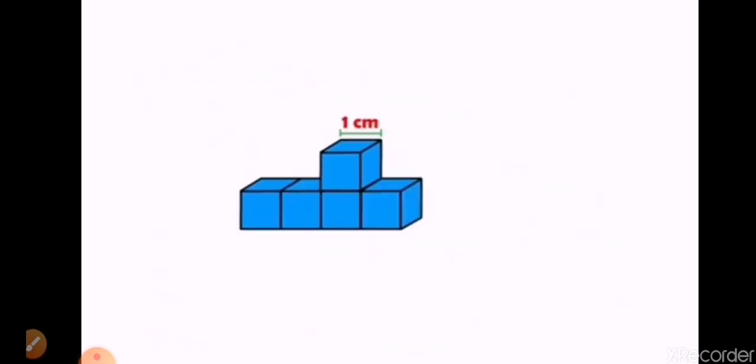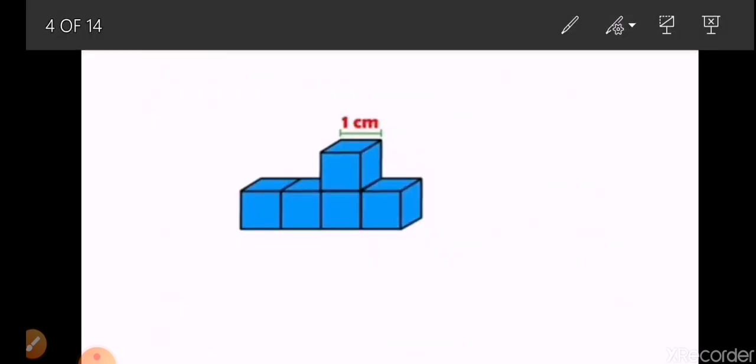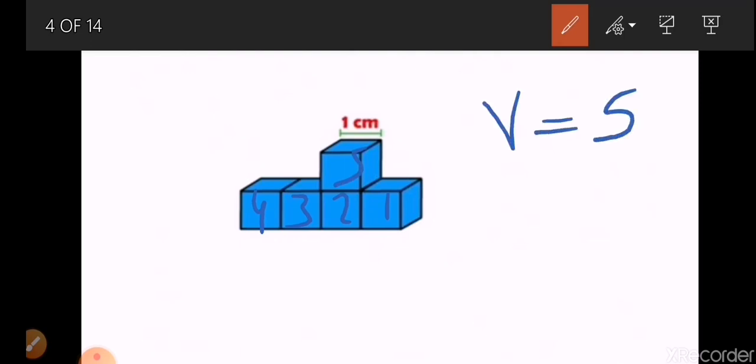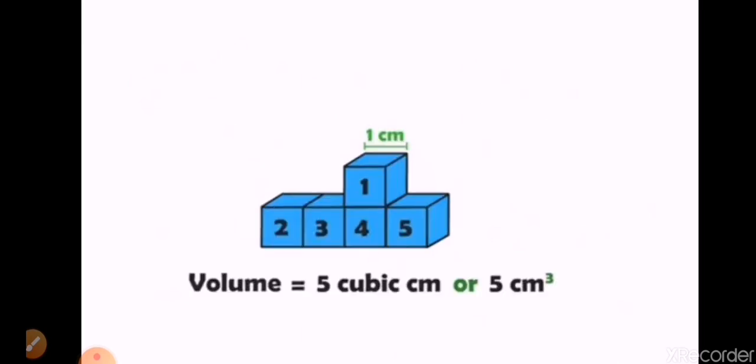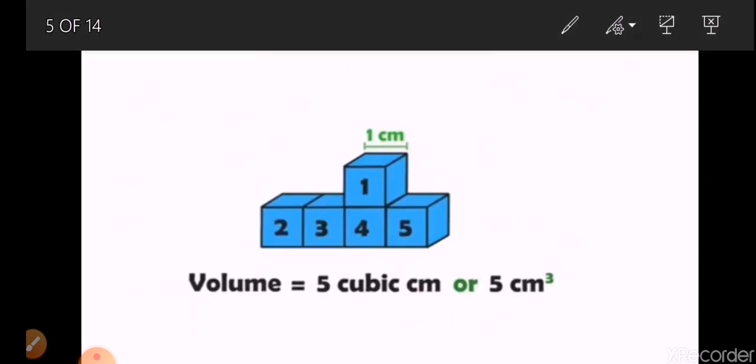Let's see an example. For example, this shape. In this shape, how many unit cubes did I put? 1, 2, 3, 4, 5. So simply your volume here is 5 cubic units, or 5 cubic centimeters, because this is centimeter. So let's see here. Here is the answer. My volume is 5 cubic centimeters.